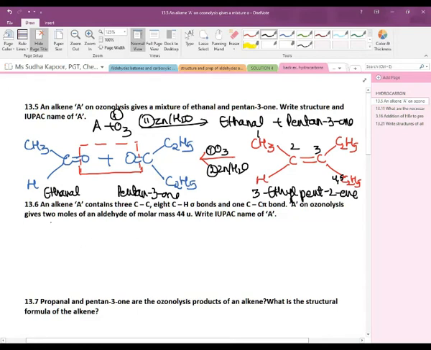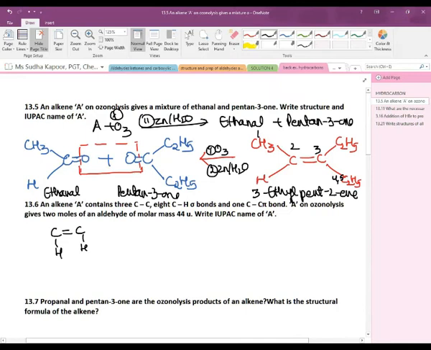Now coming to the sixth question. An alkene A contains 3 C single bond C sigma bonds, 8 C single bond H sigma bonds, and 1 C-C pi bond. A on ozonolysis gives 2 moles of aldehyde of molar mass 44 units, and we have to identify the IUPAC name of A. Alkene A is going to give the product as aldehyde. So it is necessary that on both sides of the double bond, one H is present.